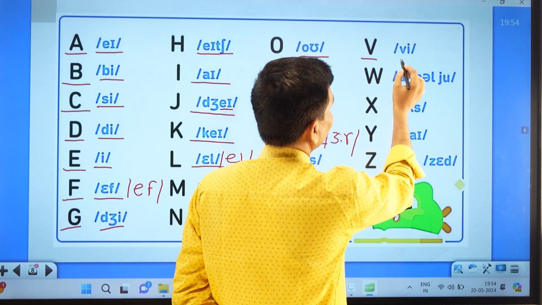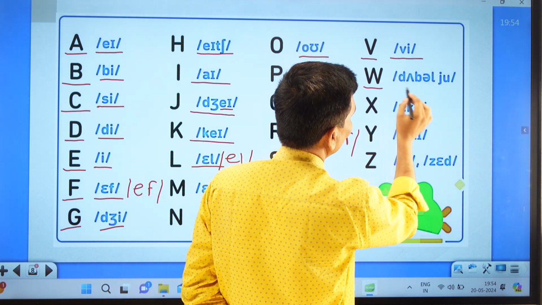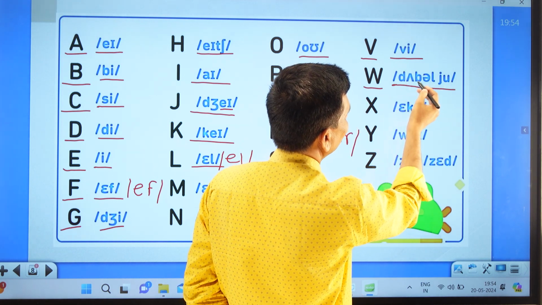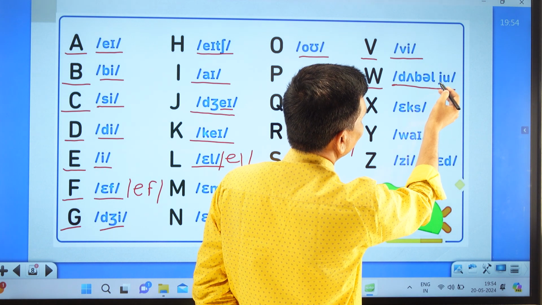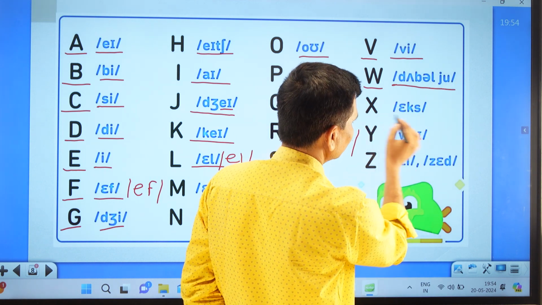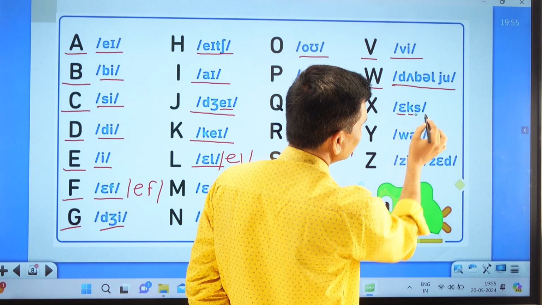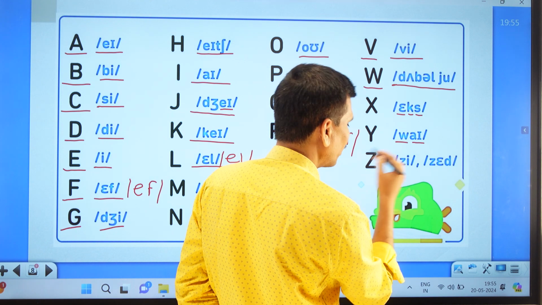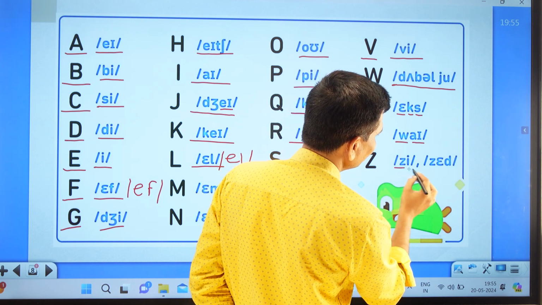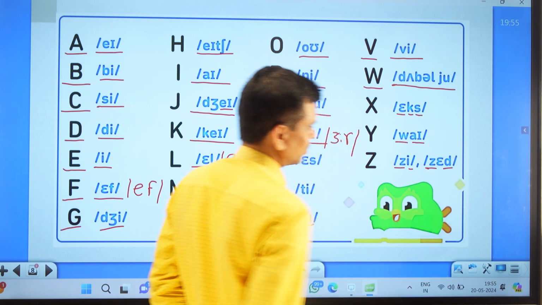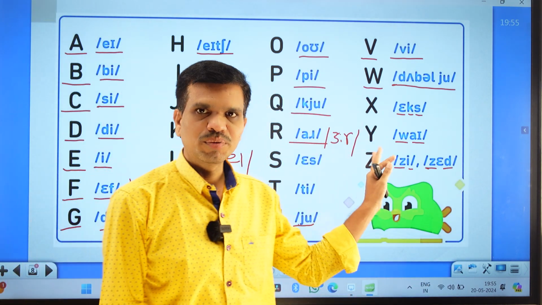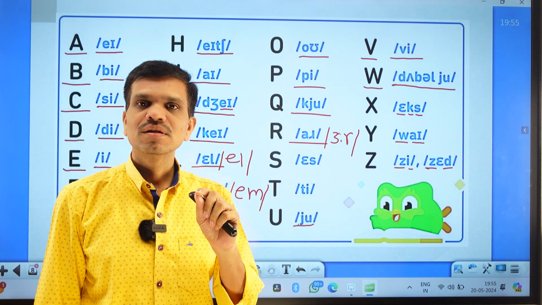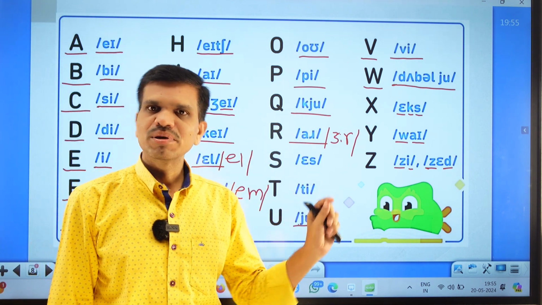Then we have W letter and W, E, two sounds. Then here we have many sounds, D, A, B, A, L, Y, U, W. Then we have X, A, K, S, three sounds. Then we have Y, W, I, again three sounds. We have Z, in Z, Z, E and Z, A, D. These both pronunciations are used to represent the letter Z. So these are different types of letters and sounds represented by these letters.